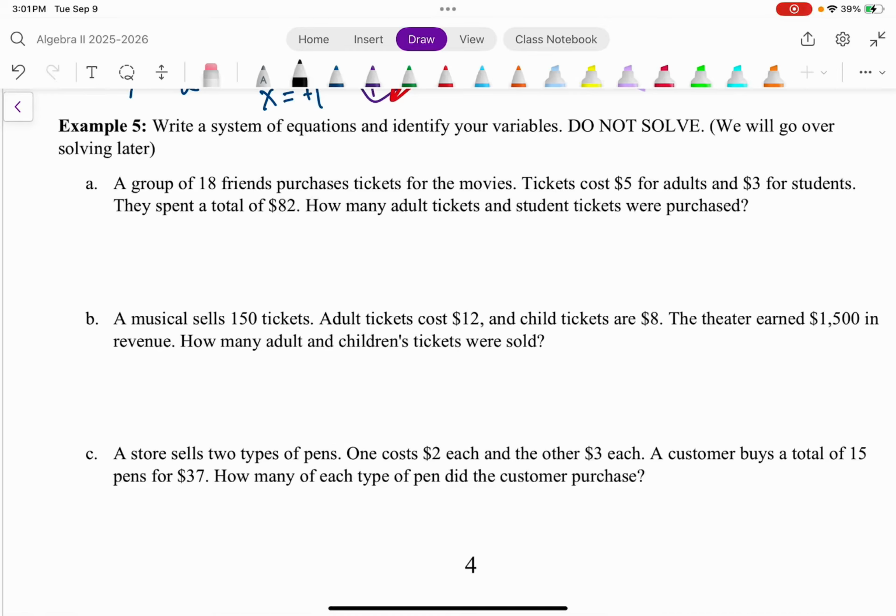All right, this is the second part of 2.1. This one is writing a system of equations. We're just going to go through writing them. We're not actually going to solve them yet. We're going to do that at a later time.